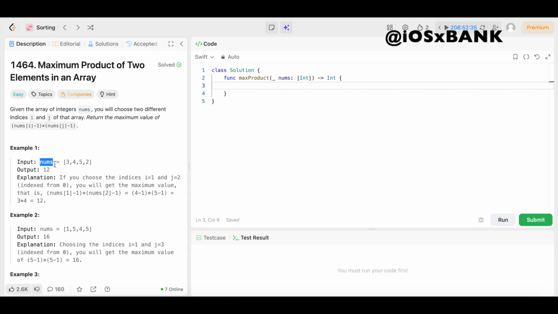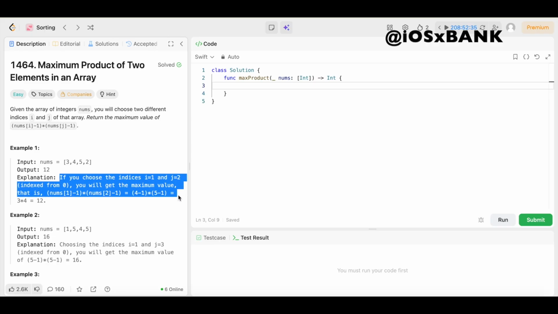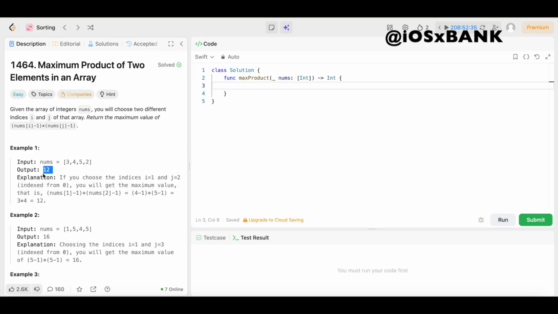In example 1, we have our input nums equals an array of integers 3, 4, 5, 2. Our output is 12. The explanation says if you choose the indices i equals 1 and j equals 2, indexed from 0, you will get the maximum value that is nums[1] minus 1 times nums[2] minus 1, which is equal to 4 minus 1 times 5 minus 1, which is equal to 3 times 4, which is equal to 12. Thus, the output is 12.